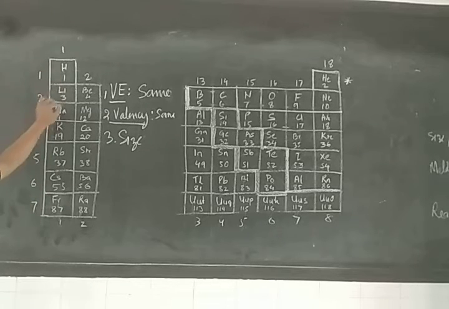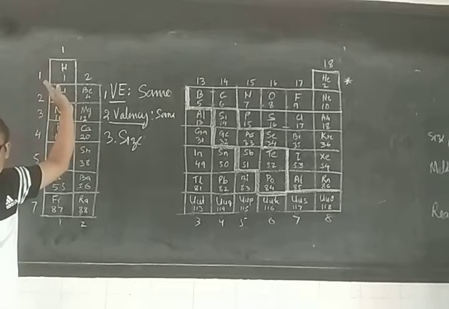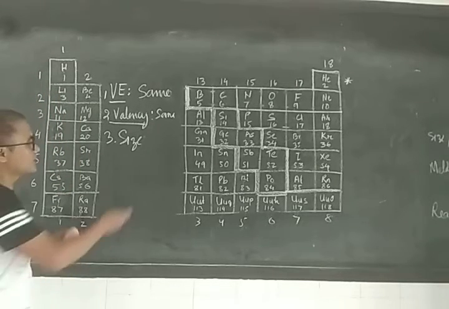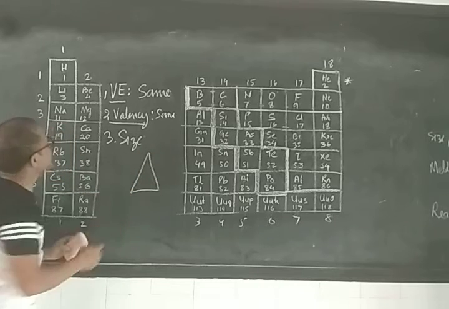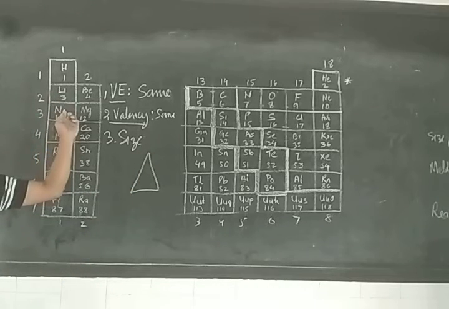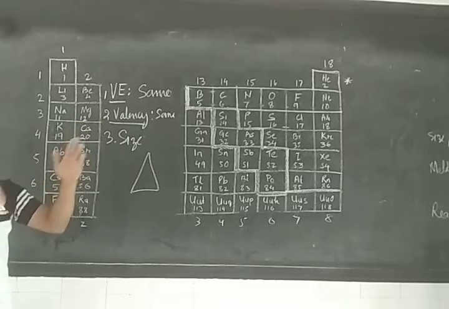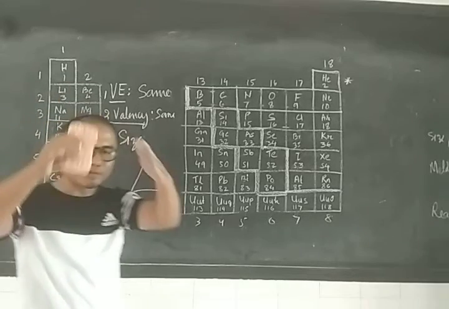And valence electron also same. When we move down, the size of atom increases. That means the size will increase. Compared to lithium and sodium, sodium will be bigger, potassium will be bigger. Compared to beryllium and magnesium and calcium, as we move down, the size is increasing. It becomes bigger and bigger.